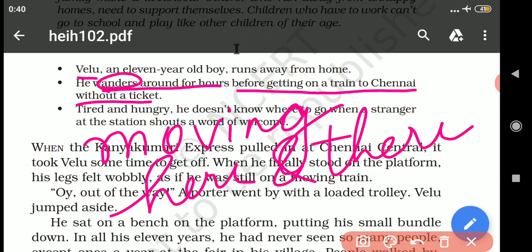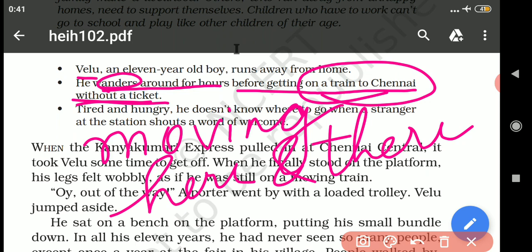He wanders around for hours, for many hours. He wandered around for hours before getting on a train to Chennai. Getting on a train means traveling on a train to Chennai without a ticket. How did he move? Without a ticket.